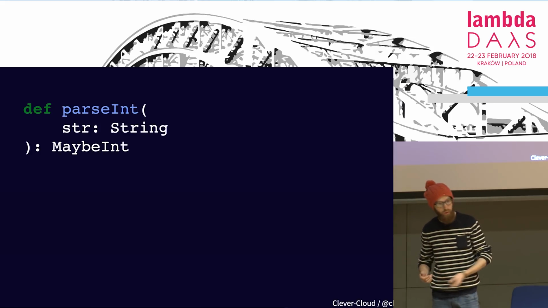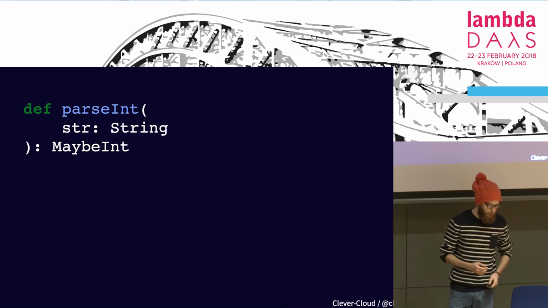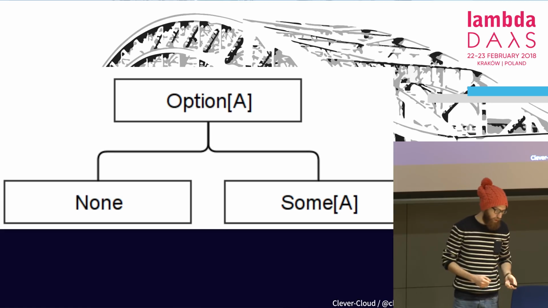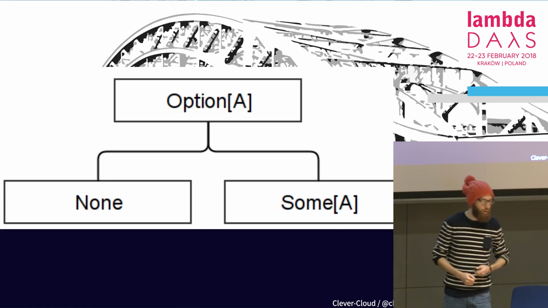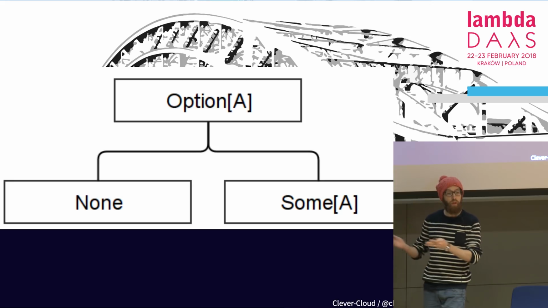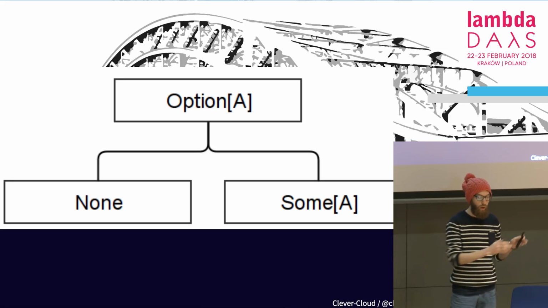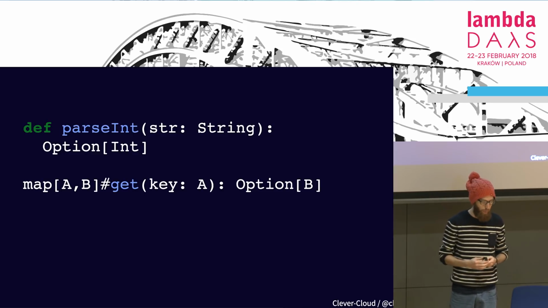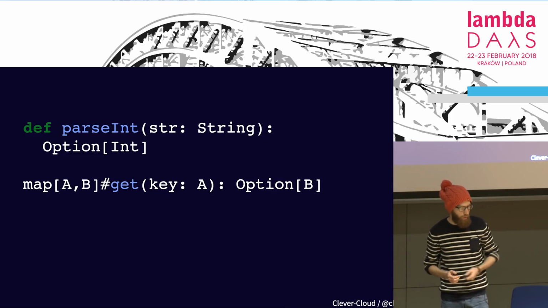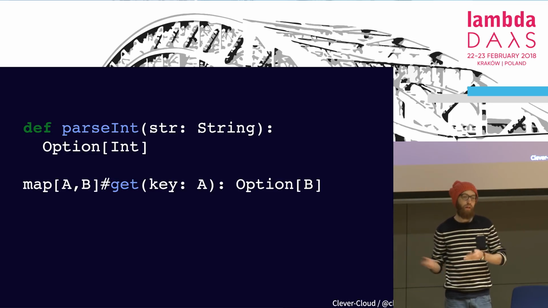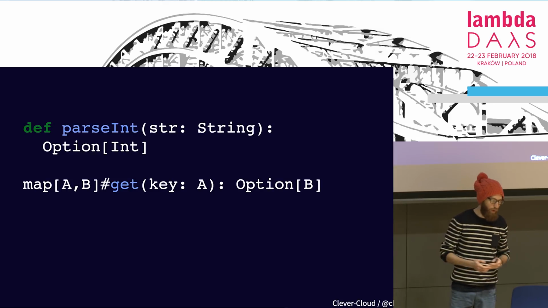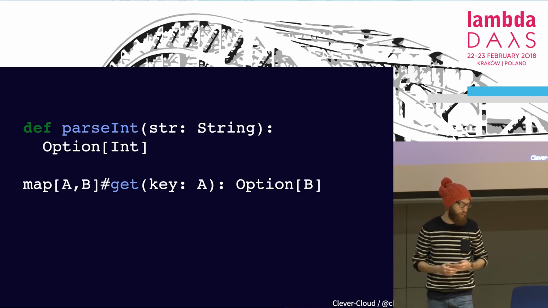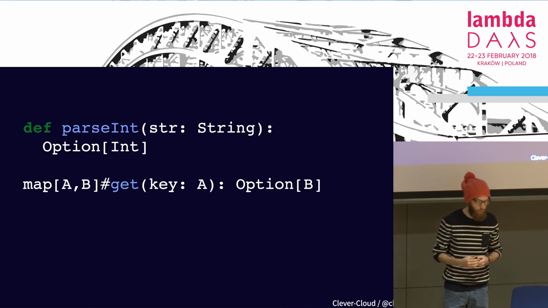So I could define a maybe string and a maybe int. But since I'm using a language with generics, a high-level feature, I can define an option which is parameterized by the type it contains. So either I have no value and it's none, or I get some and I have my value. So I can rewrite my functions, with parsing taking a string and returning an option of int, and a method get on map, taking a map and a key, and returning an option of value.